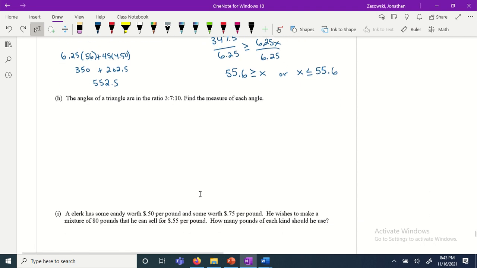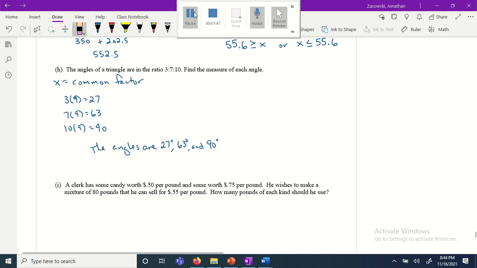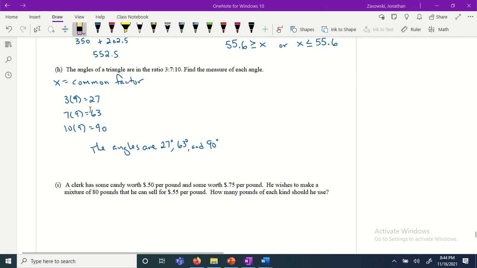All right, let's take a look at the ratio question. Remember, we're looking for the common factor in this one. Common factor. All right, let's see how we do. All right, so you should have ended up with 27, 30, and 90 for the measures of the angles there.